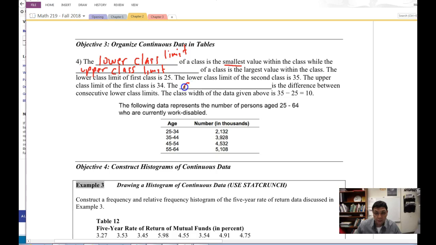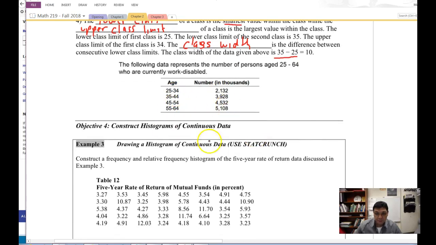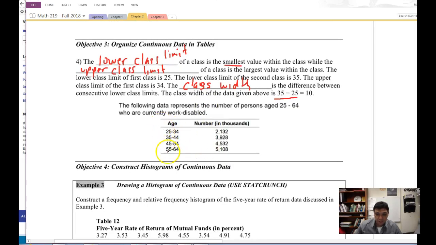And then you have something called the class width, how wide each of those bars is. The way you get that is by subtracting the lower class limits. When we did 35 minus 25 right there, you get 10. And so here's an example of data that's been summarized in a table and then can be converted into a histogram. These are the classes, and these are the frequencies of that.